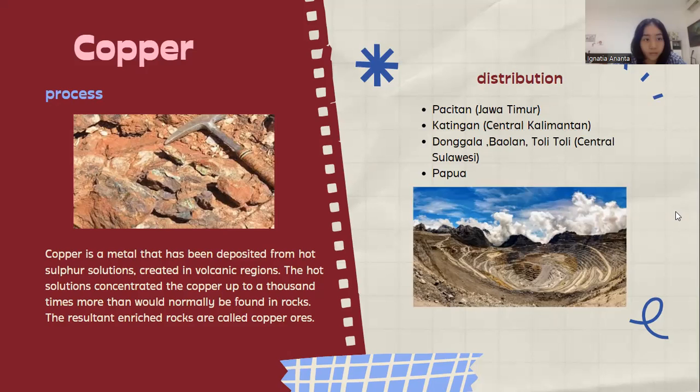So to get copper, it is a metal that has been deposited from hot sulfur solutions created in volcanic regions. And the hot solutions concentrate the copper up to 1,000 times more than would normally be found in rocks. And then the distribution in Indonesia is in Jawa Timur, Central Kalimantan, Central Sulawesi, and Papua.